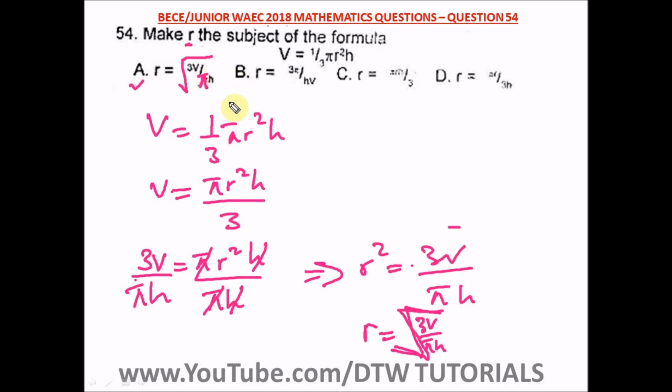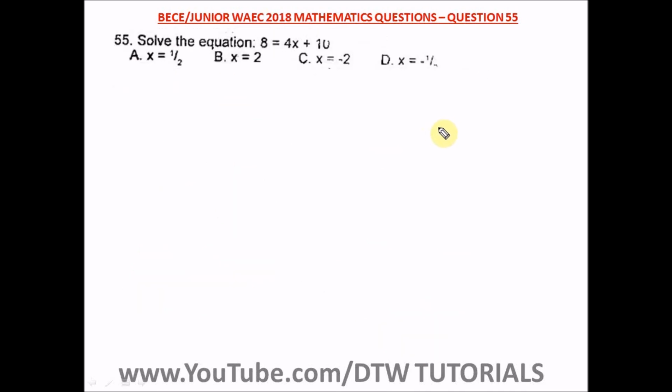Question 55 of the BECE Junior WAEC 2018 Mathematics Past Question. That's your OBJ question 55. It says solve the equation. So we're to look for x. That's what it simply means. So 8 is equal to 4x plus what? 10. All I need to do is just take 10 to this side.